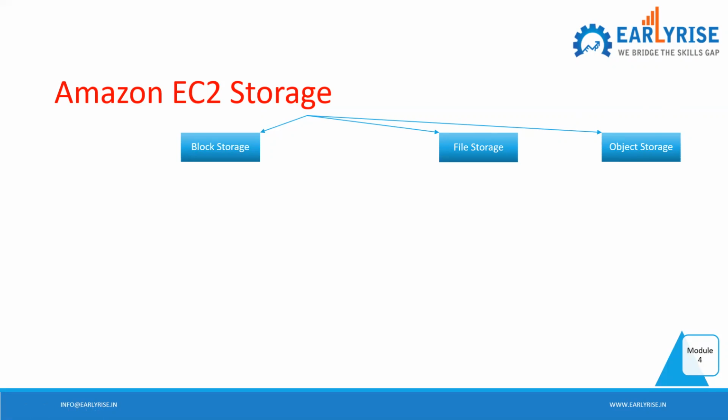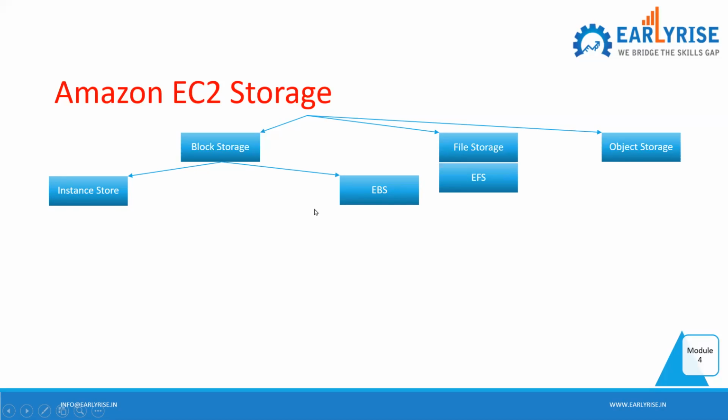S3. Yeah. So under block storage, you have two things. EBS we have already seen. Another concept is instance store. I'll explain this. Now file storage, we have mounted, we have created that EFS. Under object storage, we have looked at S3.